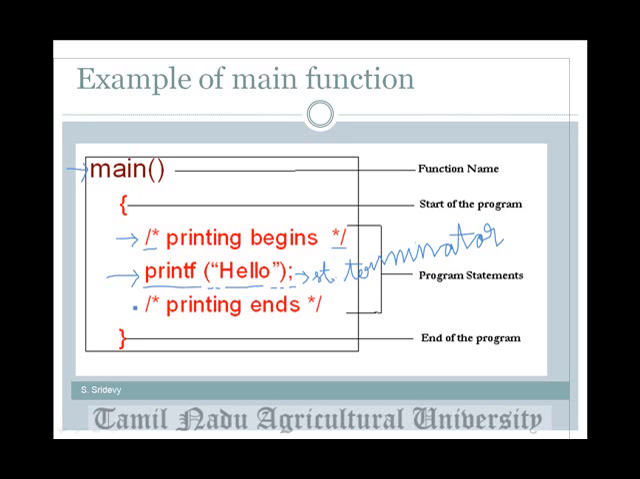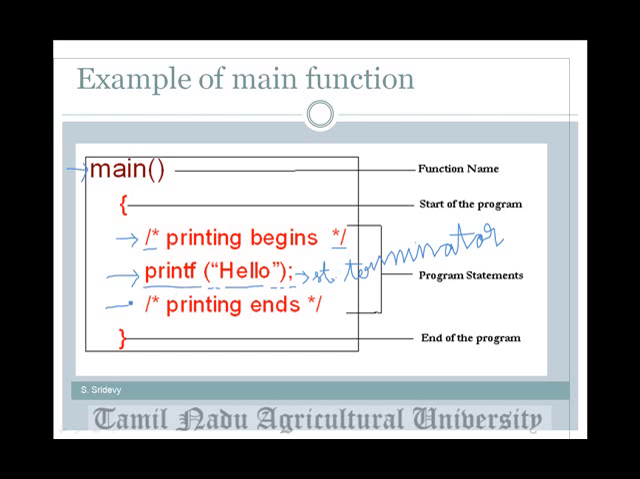Almost all the statements in a C program should terminate with the statement terminator, namely semicolon. The comment statements will never terminate with a semicolon. Rather, the asterisk followed by the slash will mark the end of the comment statement.